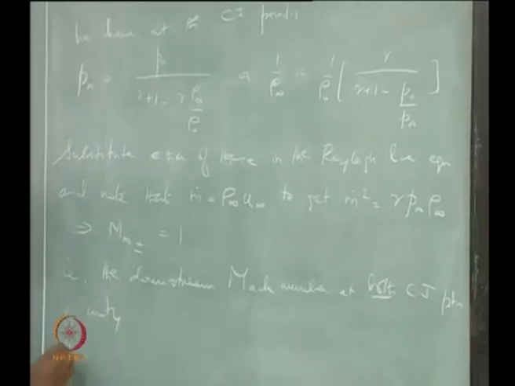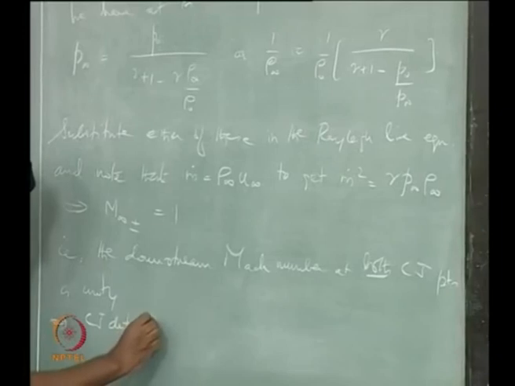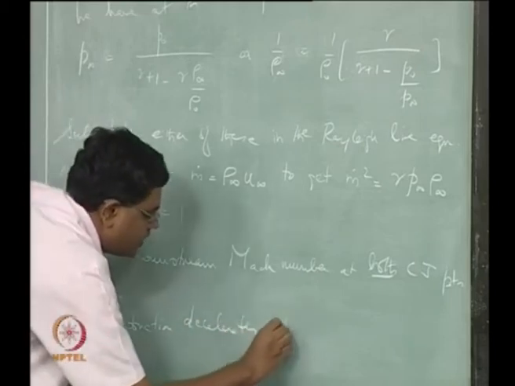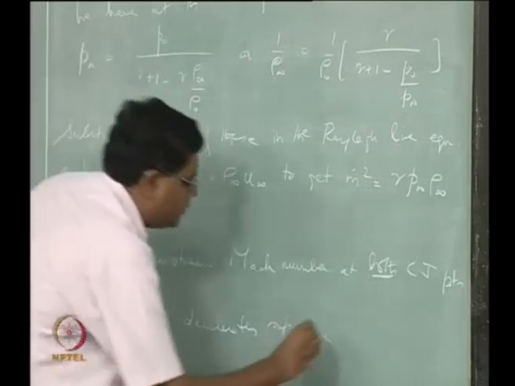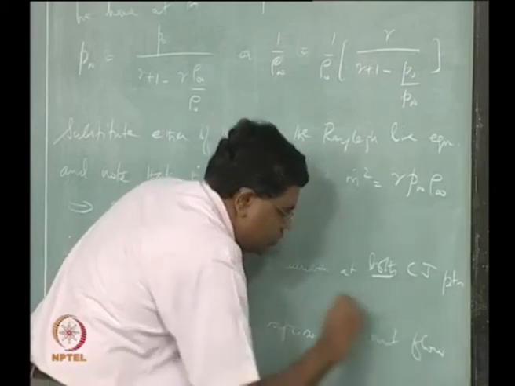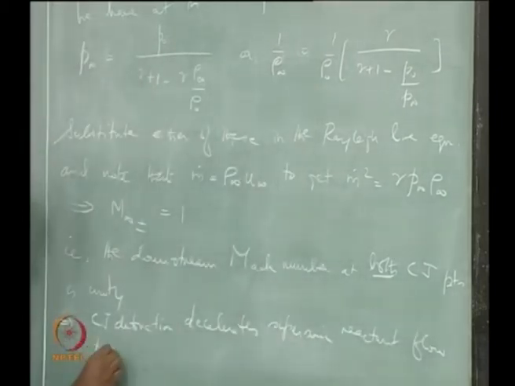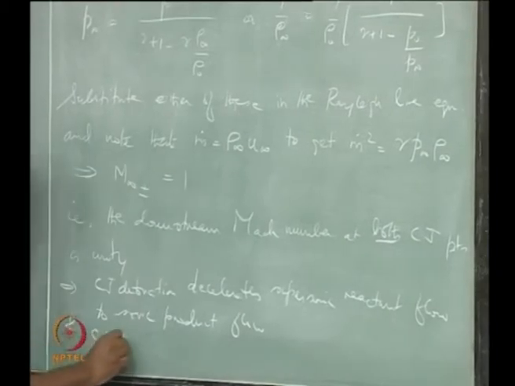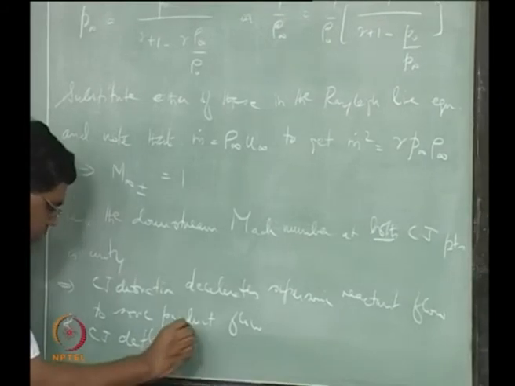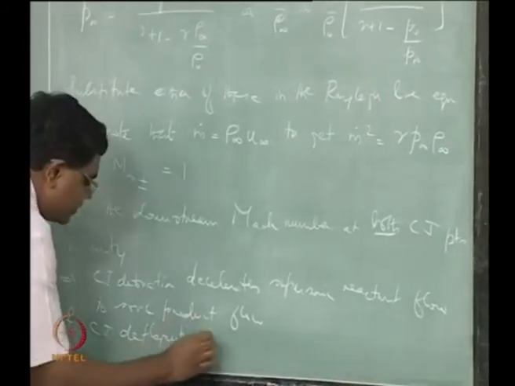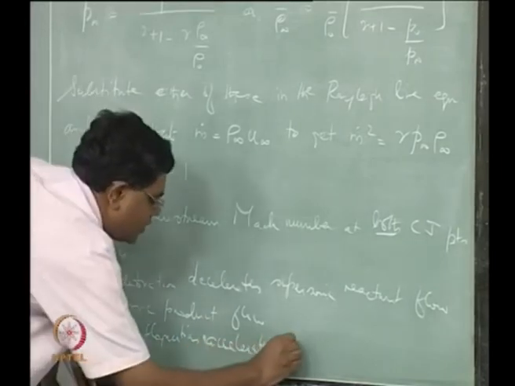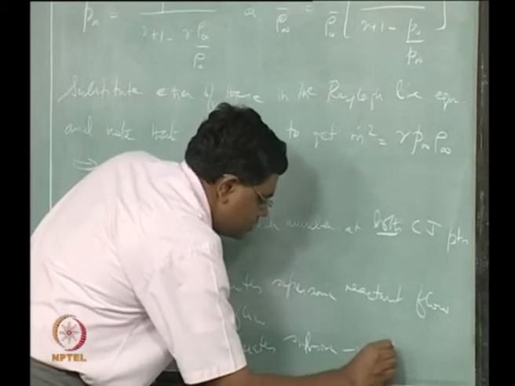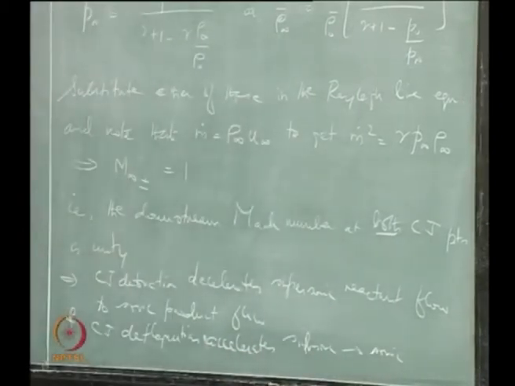This implies the Cj detonation decelerates supersonic reactant flow to sonic product flow, and Cj deflagration accelerates subsonic reactant flow to sonic product flow. I'm just going to abbreviate there because it's pretty obvious now.